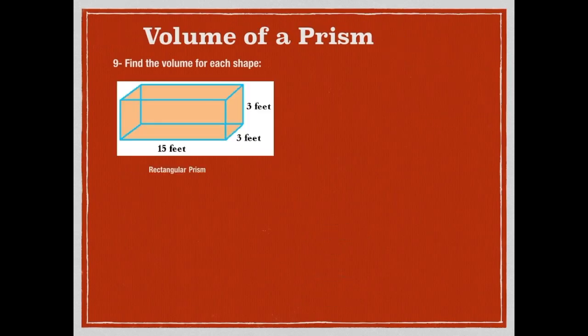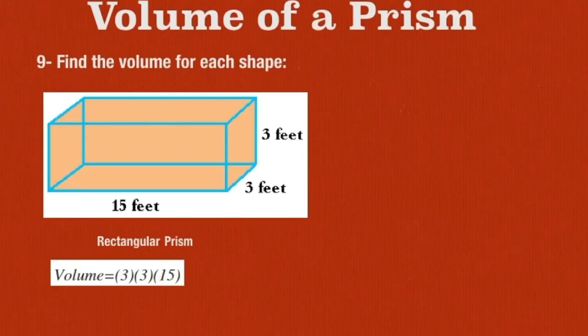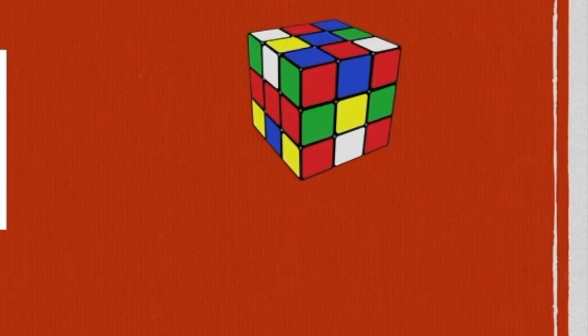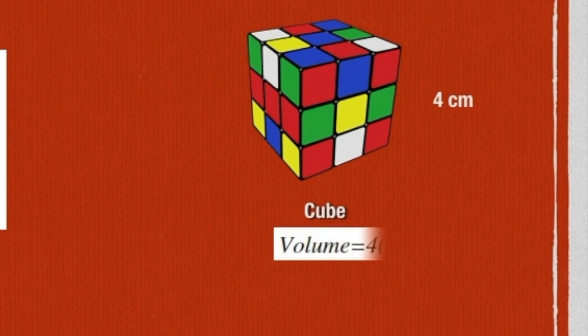For the volume, you need to multiply the 3 dimensions given, length and width and height, as you can see, and you get your volume. You get 135 foot cubed. The volume of the cube is simple. In the cube, you are given the length of one edge. All the other edges are the same. So in this example, we take 4 centimeter. So the volume would be 4 times 4 times 4, 64 centimeter cubed.